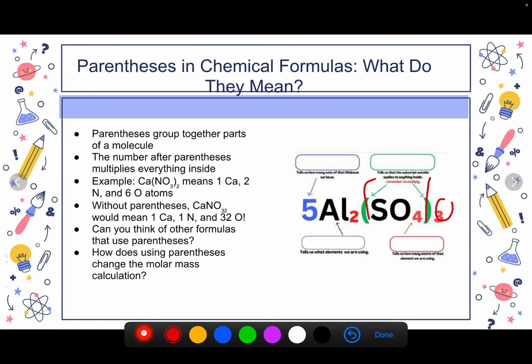Let's do the example, calcium nitrate. So we look up calcium, and since this 2 multiplies to both, you have 2 nitrogens, and now because 2 times 3 is 6, you have 6 oxygens. But without the parentheses, it would just be 1 calcium, 1 nitrogen, and 3 oxygen, but that's not the case.